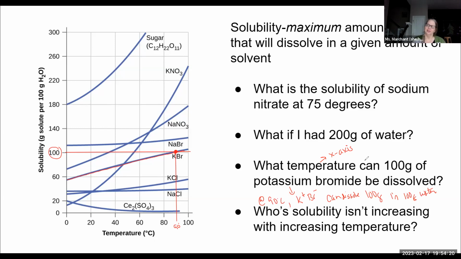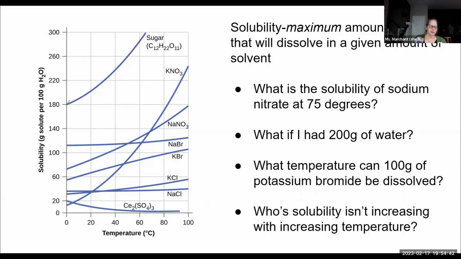Oftentimes, if you have to guess, you're going to guess that the solute is less, but that's not always the case. As you can see from this graph over here, some of these things we can get at 70 degrees, we're getting like 300 grams of sugar in 100 grams of water. Sugar is still the solute here. Everybody on this curve is the solute.